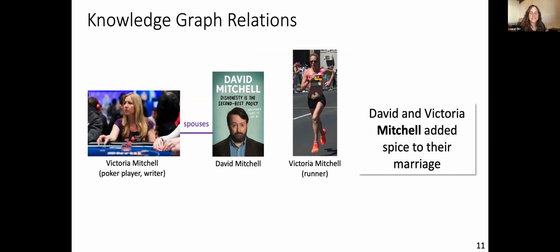So taking the sentence, David and Victoria Mitchell added spice to their marriage. Here, we actually know that there are two Victoria Mitchells that are actually in Wikipedia. One of them is a poker player and one of them is a runner. However, only one Victoria Mitchell is married to a David. And this is a comedian, David Mitchell. Now, the only way you're going to know what the right answer is is by reasoning over the fact that these two, Victoria Mitchell and David Mitchell, are married. And that's going to help you resolve to the right David in this sentence.